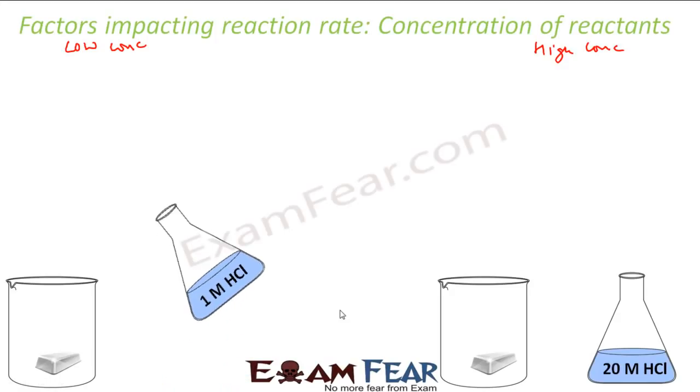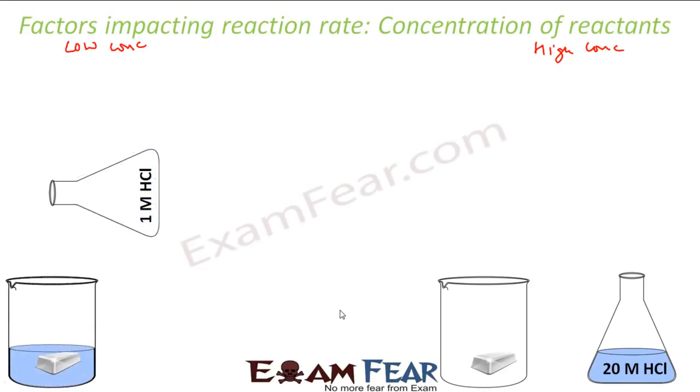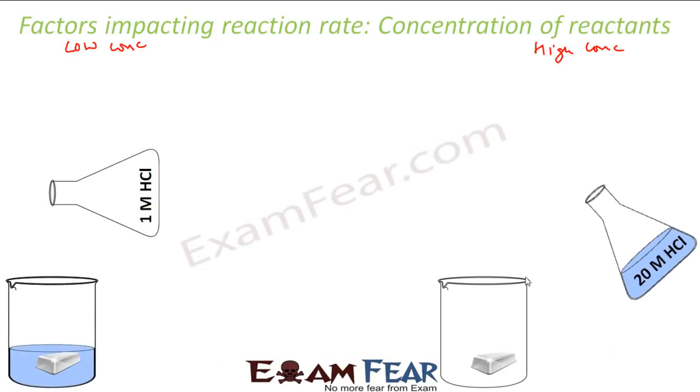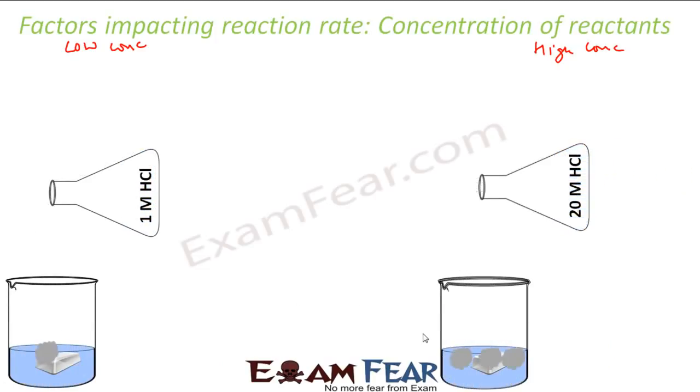If you put 1 M HCl in this beaker, the reaction starts. You put 10 M HCl in this beaker, the reaction starts. But if you see, the rate of reaction is different. You can try this in the lab. You see, the rate of reaction is less here. The hydrogen gas coming out is less. In this case, more and more hydrogen gas is coming out.